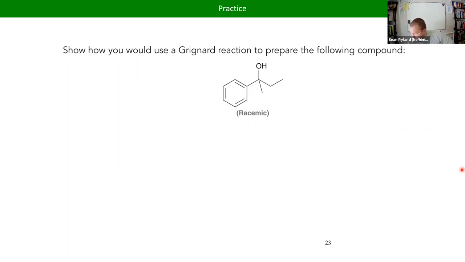All right, so color code this. Any of the three R groups attached to the alcohol carbon could be our R group that we use as a Grignard reagent. And so whichever one of those is going to be the Grignard reagent, we just leave the other two R groups on there.